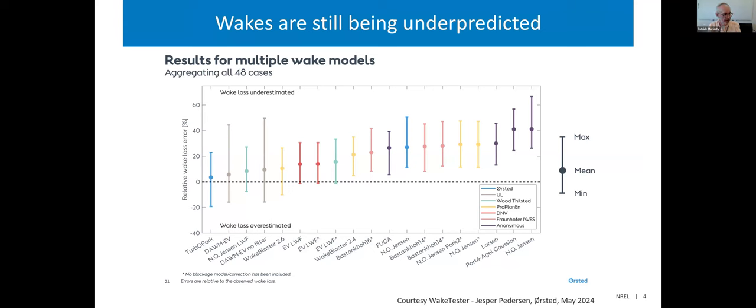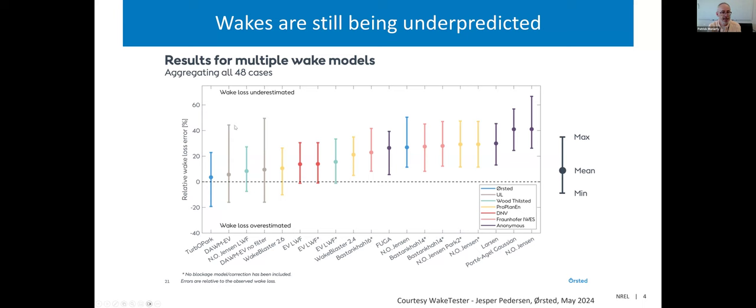They have SCADA data coming from either 18 or 19 different wind farms for 48 different cases. And they look at the ability to predict the overall wake losses in all of these cases for this wide range of models. So, as back in 2019, you can see that again, models continue to overpredict the amount of energy produced, or maybe underpredict the amount of wake loss. The bias here is still positive for all the models, and the uncertainty is still fairly high.